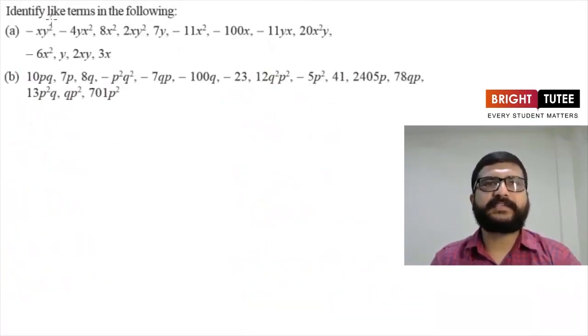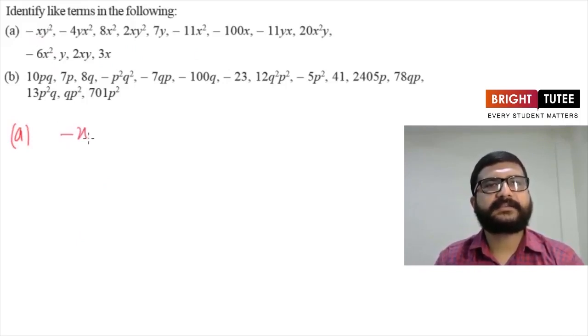Now here is the last question of this session. The question is identify like terms in the following. So here in the A part of the question, some terms are given to us. We have to tell which are the like terms, or we have to group them as like terms. So let's do it for the first part. Let's say the first term, it is minus x y square. Let's write it here, minus x y square. Now let's find which are the terms which are like terms with this term, that is minus x y square.